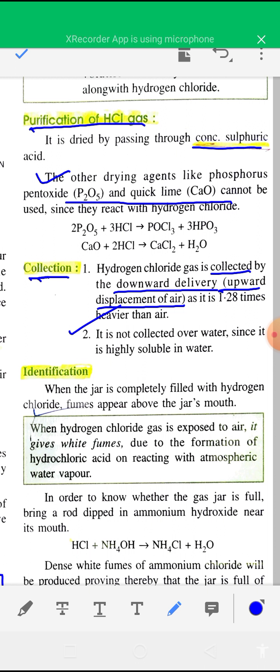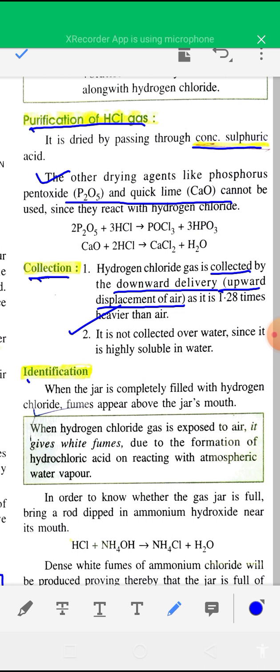You know, in the board exam, MCQ based questions will be there, so a detailed description of the experiment is not required. Just remember the reactions, the products formed, the drying agent, and the method of collection. MCQ based questions will be there. Observations also you have to remember.